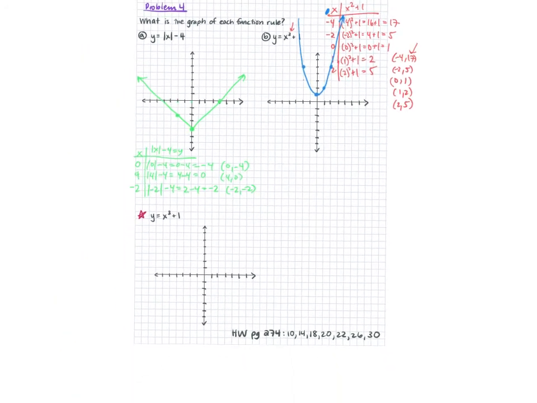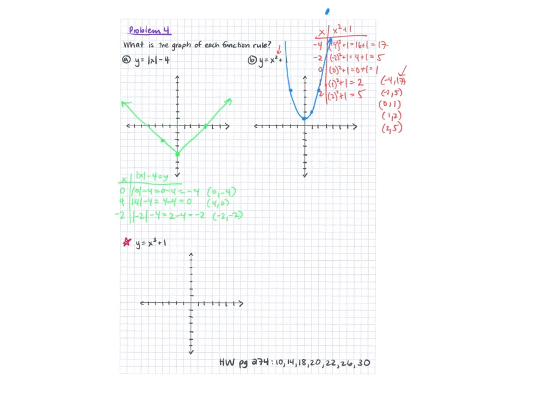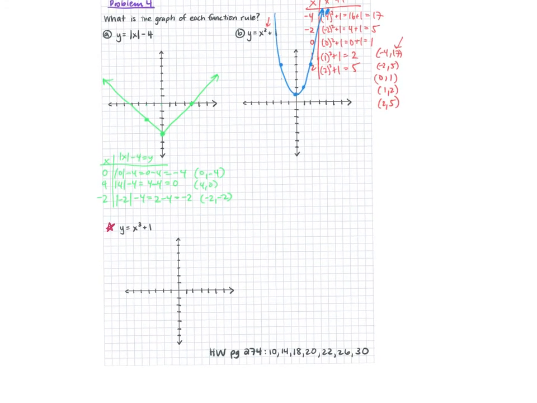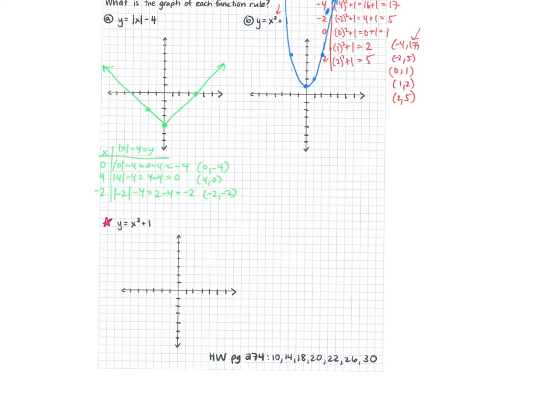So try this last one on your own. Try as many points as you can. Do some here and here too. Make sure you do some negative, some positive, and 0. And see what graph you come up with. Press pause first, and then check back for your solution. And then we'll be done.